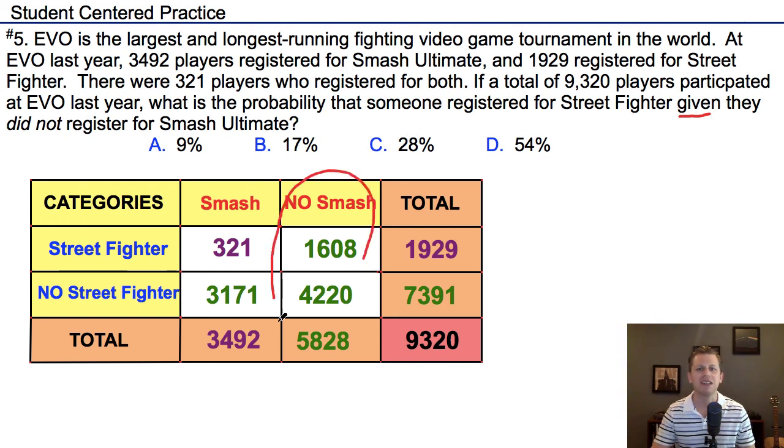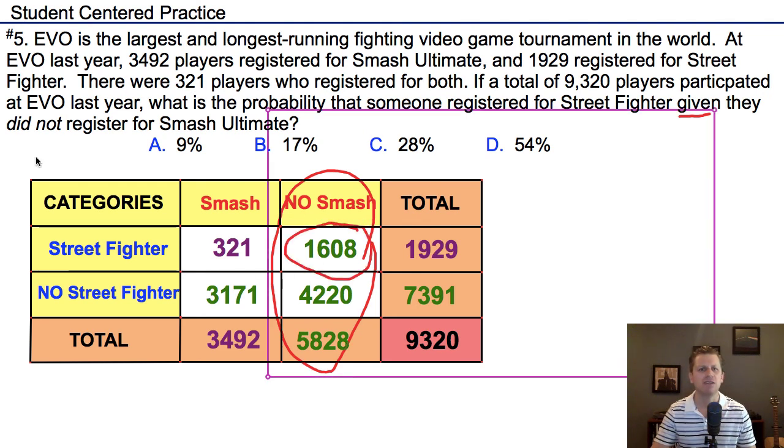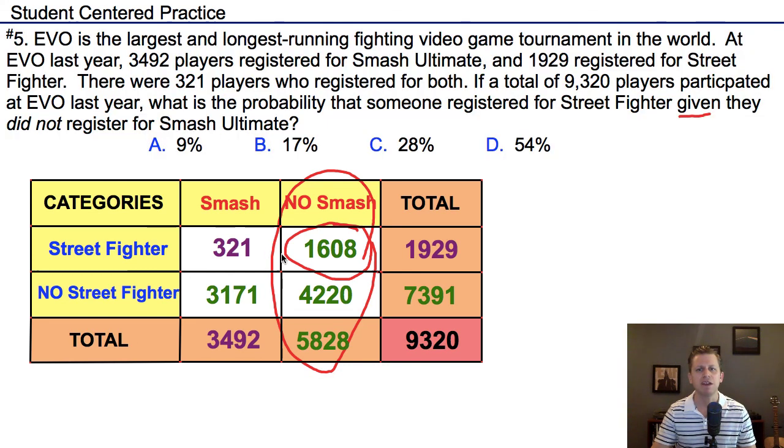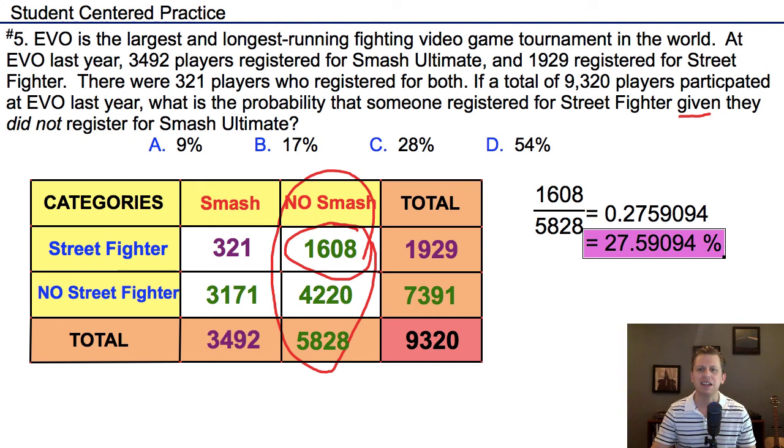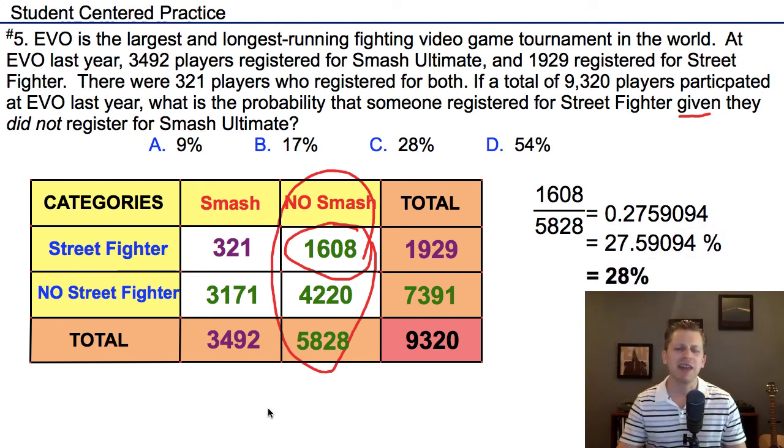So here are the ones that did not register for Super Smash Bros. Ultimate. And of these 5,828 people, what is the probability that someone registered for Street Fighter? Well, I can see that 1,608 registered for Street Fighter. So this is simply 1,608 over 5,828. Dividing, we'll get the decimal, multiply by 100 to make it a percent, and I can see that we have about 28% here.